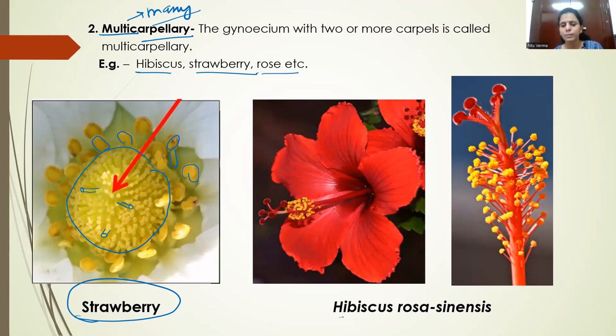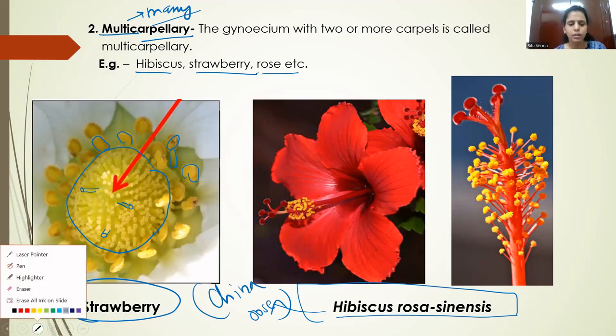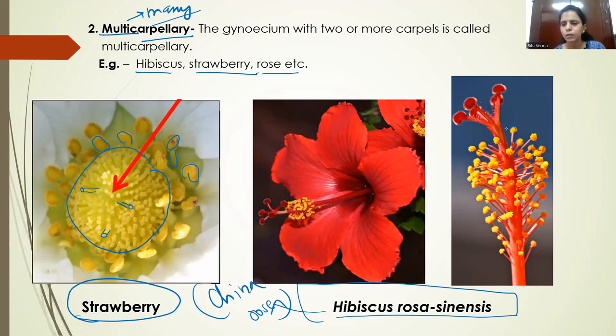Here you can see Hibiscus rosa sinensis. This hibiscus is commonly called China rose. This hibiscus is a very commonly available plant. So here you can see in the zoomed image, this yellow colored part is the anther. This yellow one is the anther, and this is the long and thin filament. This one is the filament.